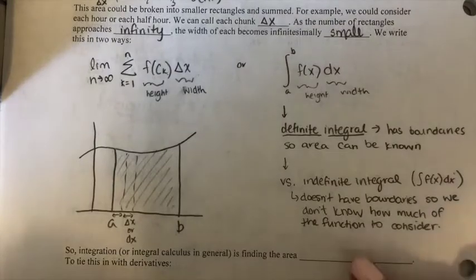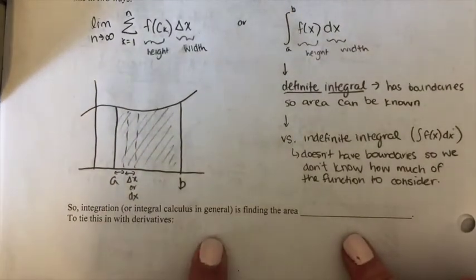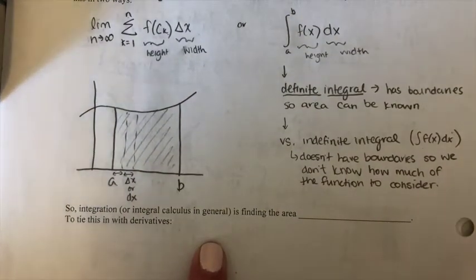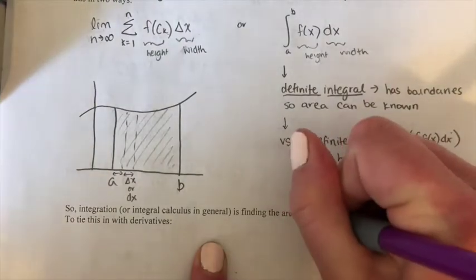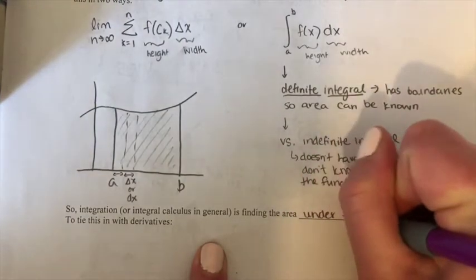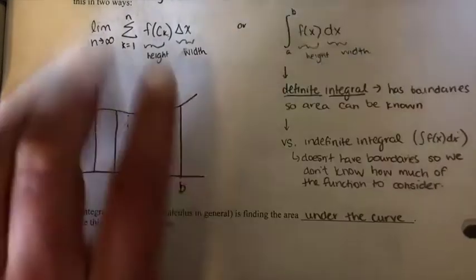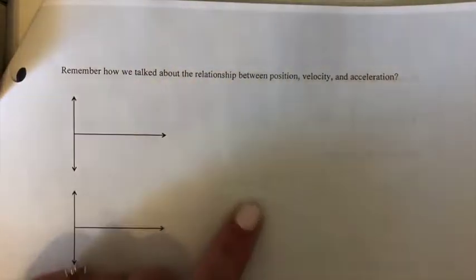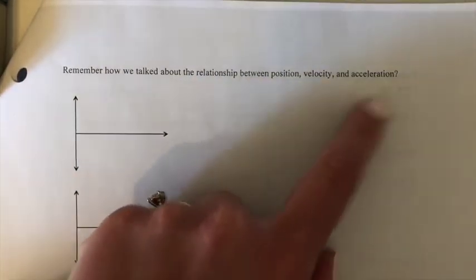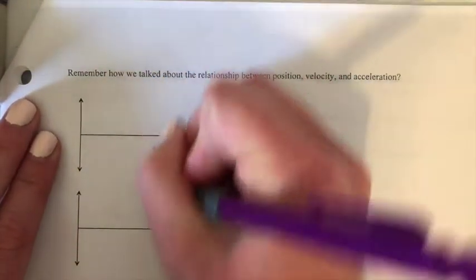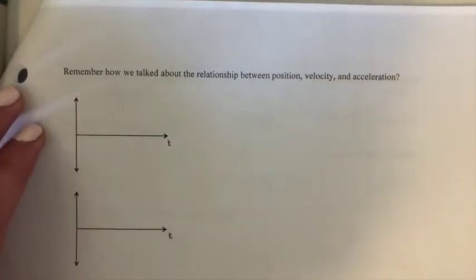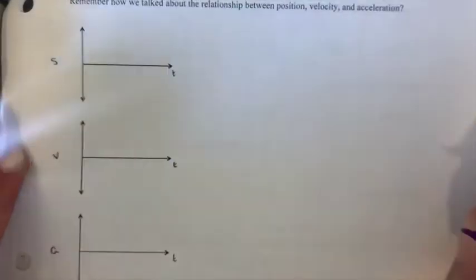Okay, so integration or integral calculus in general is finding the area under the curve. To tie this in with derivatives, remember how we always talked about the relationship between position, velocity, and acceleration when we were talking about derivatives. So if these are all with respect to time, these ones are all t. And then our first one is position, then we have velocity, then we have acceleration.